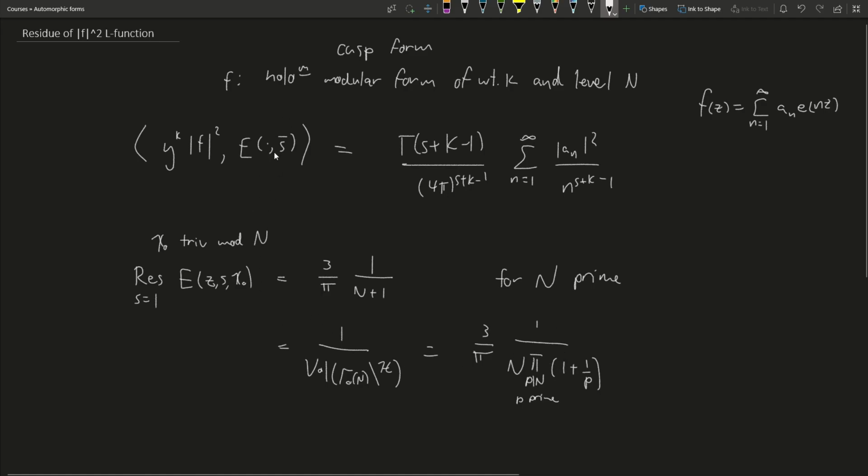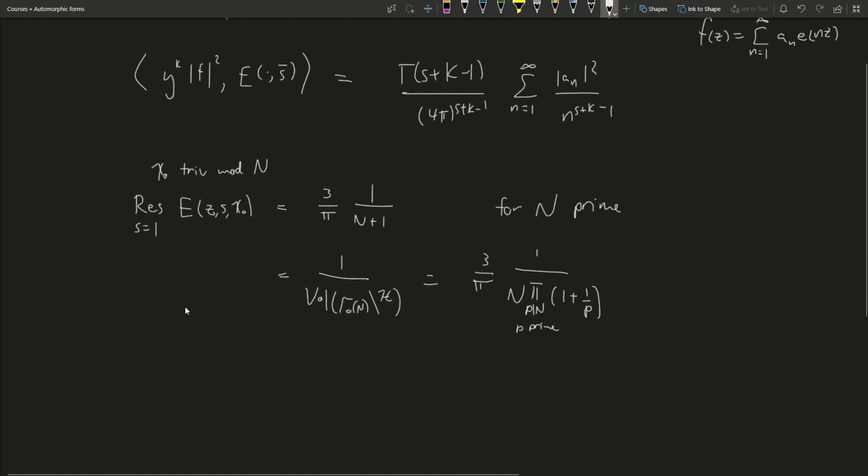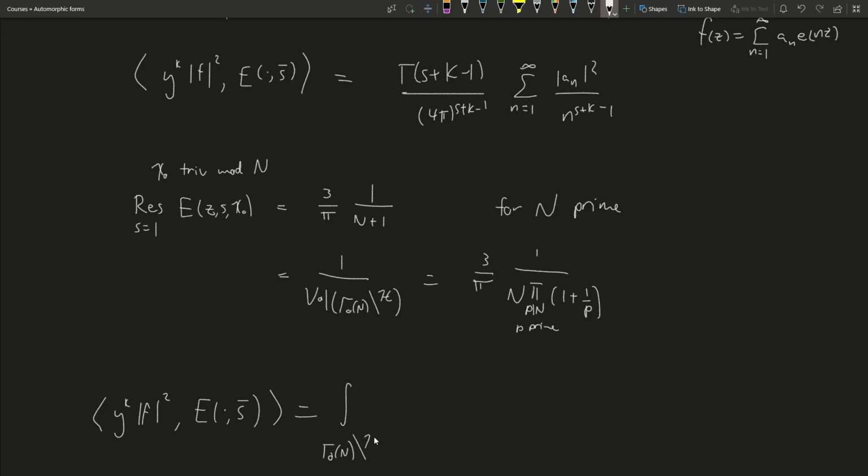And we can combine these two facts in a productive way. So the way to combine them is to say, well, let's look at this inner product. So the inner product of y to the k, absolute value squared of our modular form, with E(z, s bar). This is equal to our integral over gamma naught n quotienting the upper half plane of y to the k, f of z squared, E(z, s bar) conjugate, and then our usual measure, dx dy over y squared.